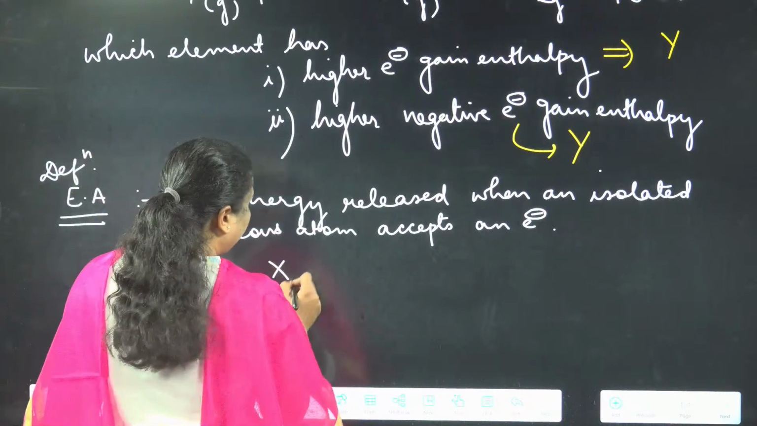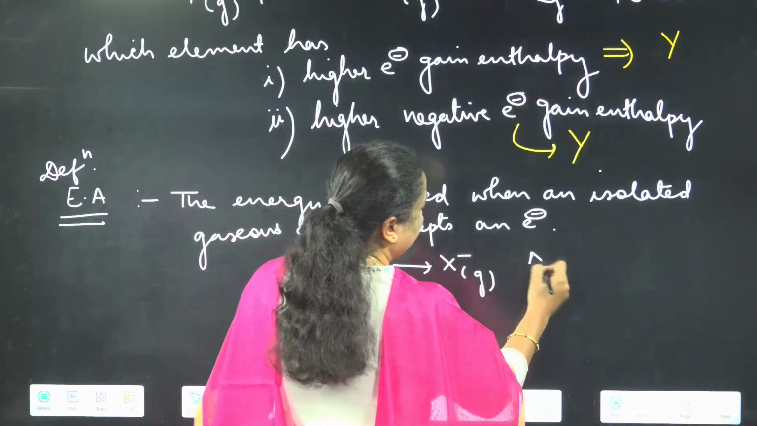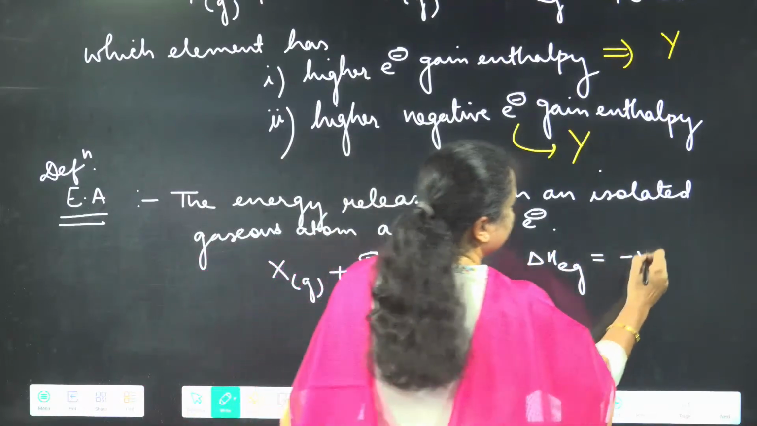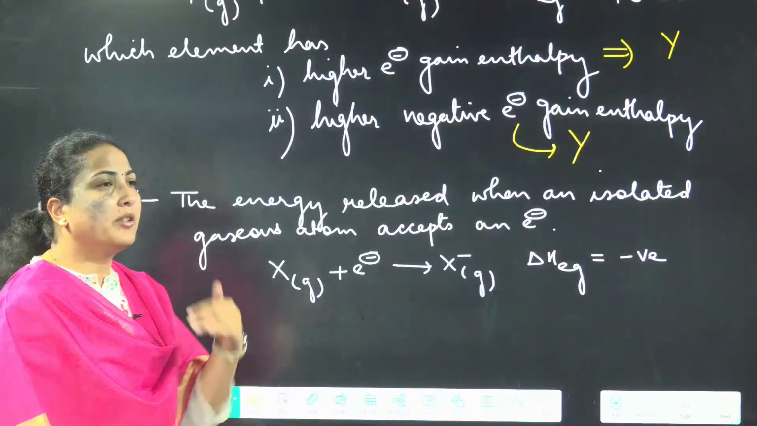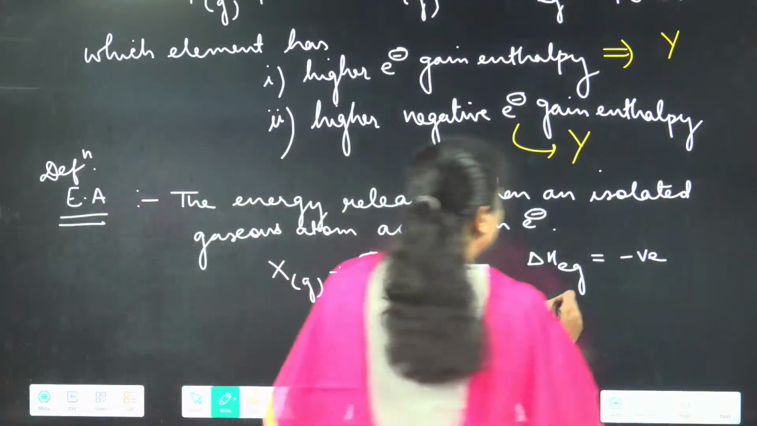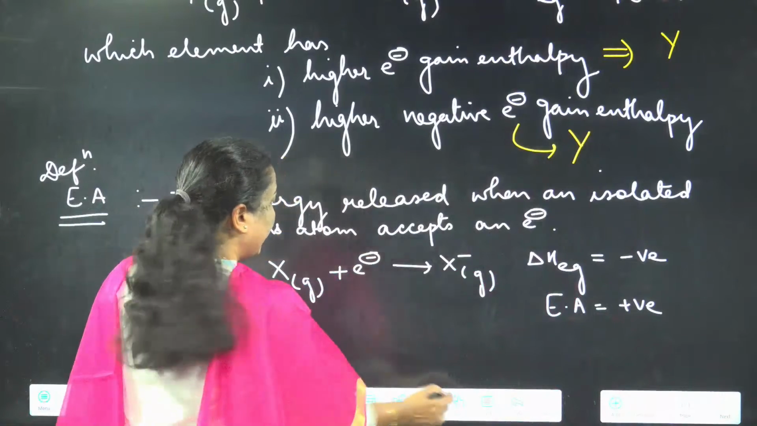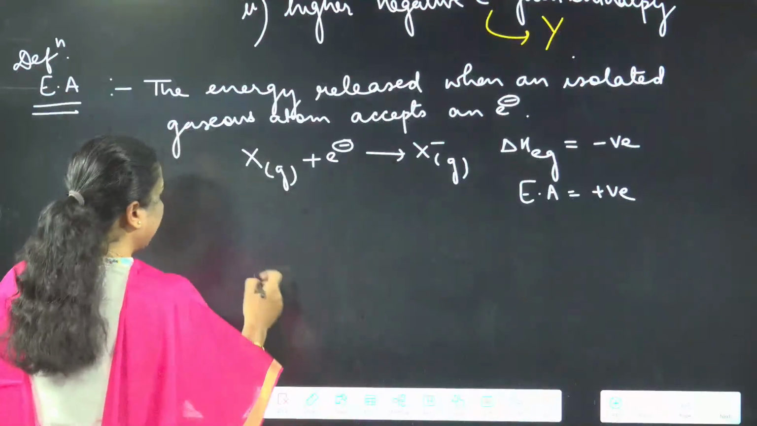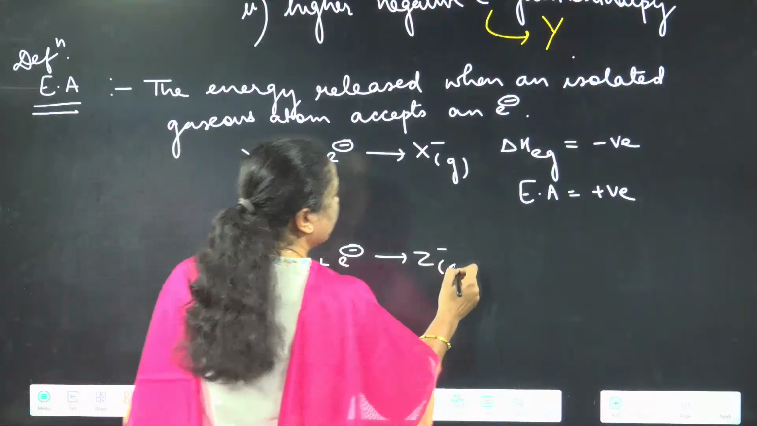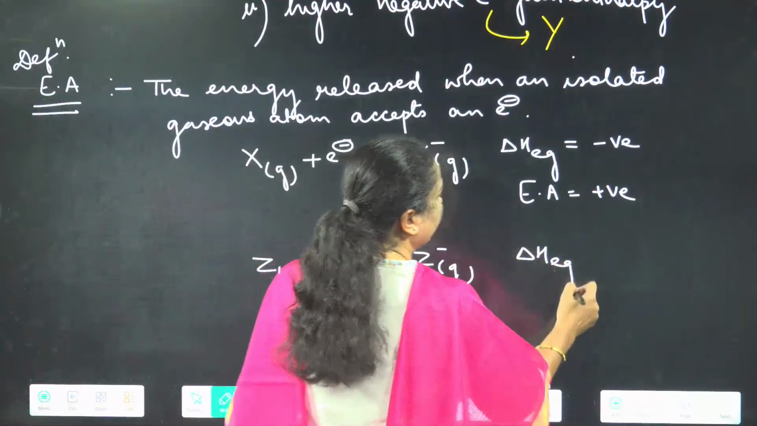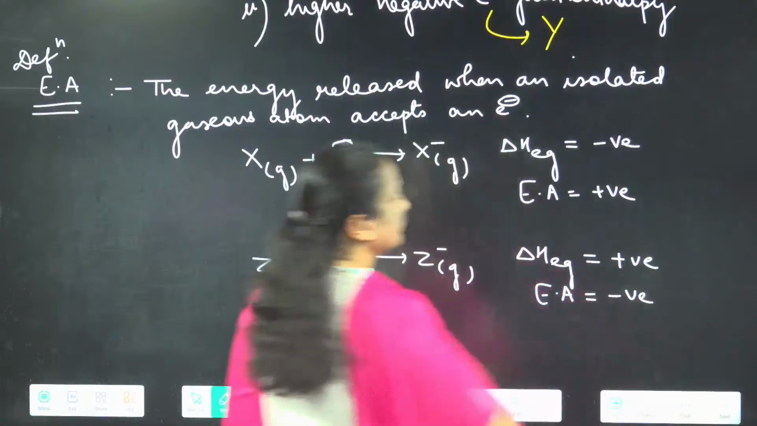Now, if I write something like X gas plus electron forming X minus, and let us say delta HEG is negative here, that means when this neutral gaseous atom accepts an electron, it liberates energy, right? Now what I will say here is that electron affinity is positive, right? Let me give you one more example. If I have Z gas plus electron forming Z minus in the gaseous form, here the electron gain enthalpy is positive, but the electron affinity is going to be negative, right?